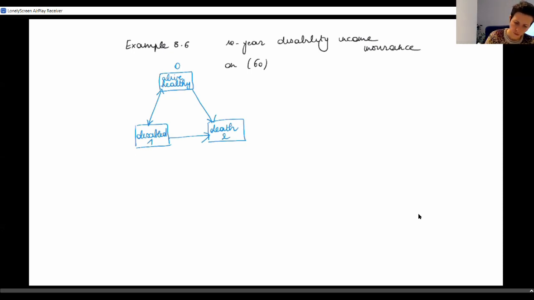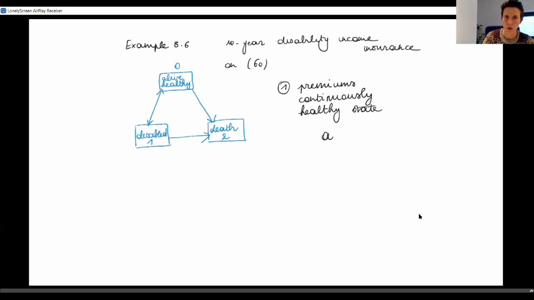So we're going to look at three components. And first of all, I've got the premiums. And I'm going to pay the premiums continuously. So that's important. It's continuously in the healthy state. That's what I need to know about these premiums. So that means you start in the healthy state. So I'm going to look at an annuity. So if I look at the EPV of this, then it's going to be an A bar because we work continuously. We have an annuity here. We have a 60-year-old and we've got a duration of 10 years.